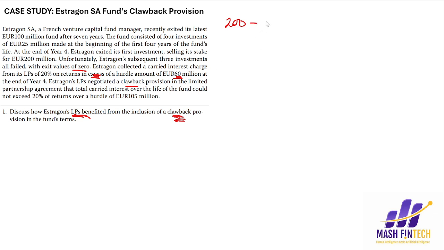So you subtract 60. And then to get their return, you multiply by the money that is given. Estragon collected a carried interest charge of 20%. You multiply this by 20%, and then you're going to get 28 million euros. But in subsequent years, the return for the next year is zero, zero, zero. There's no return. All the return was made in the initial year.